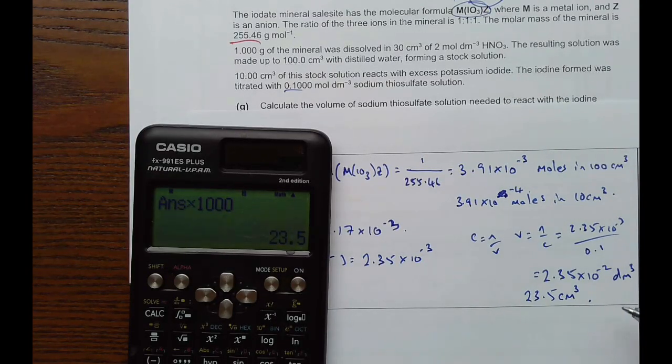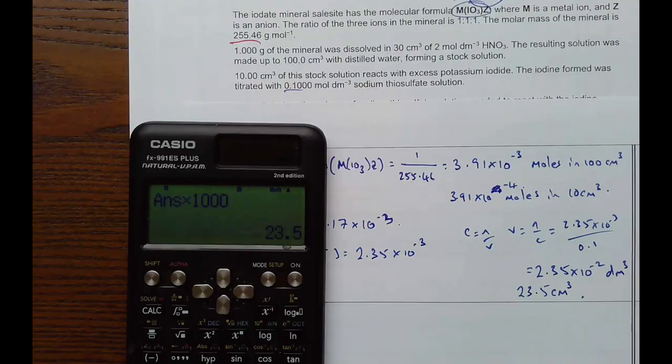Again, as always, useful to check, does this make sense? If you're going to do a titration, would you expect to titrate about 23.5 centimeters cubed? Yes. You would not do a titration and titrate like 0.1 centimeter cubed. You can't do a titration like that. Likewise, if it comes out as 7 litres, then that's probably not going to be right either.